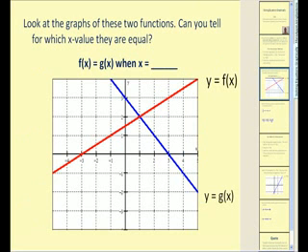So here's the idea. Can you tell on this graph for which x value they are equal? So here we have a graph of f of x, here we have a graph of g of x. Here's the point of intersection, and the x-coordinate of this point represents the solution. So x equals 1 would be our solution.